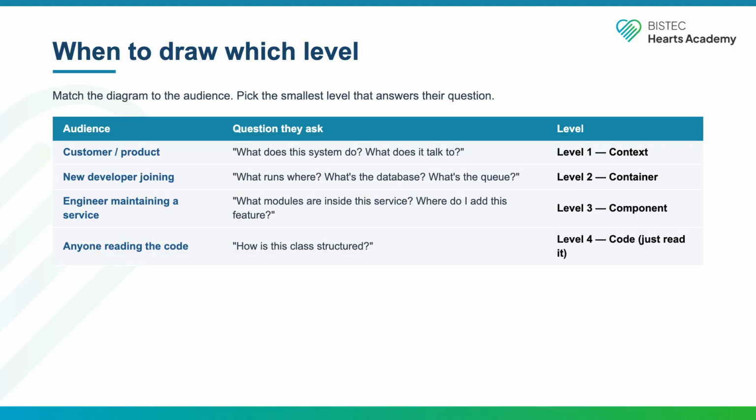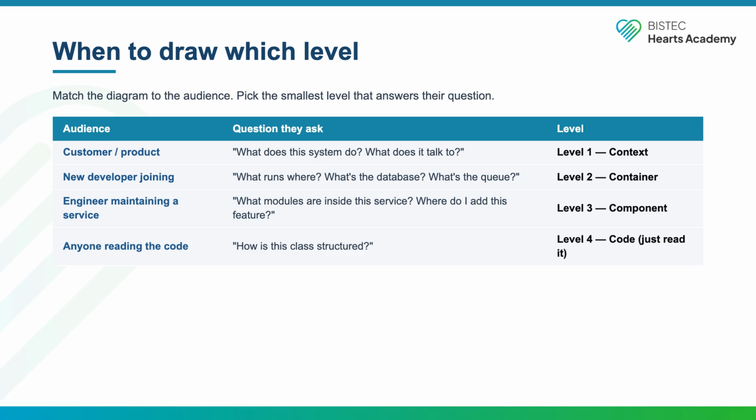Match the diagram to the audience. Pick the smallest level that answers their question. If you are talking to a customer or a product manager, use context. They want to know what the system does and what it talks to. If you are onboarding a new developer, use container. They want to know what runs where, what's the database, what's the queue. If you are explaining to an engineer who maintains a service, use component. They want to know what modules are inside.